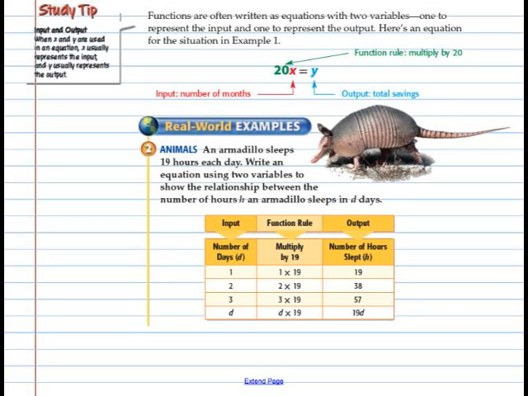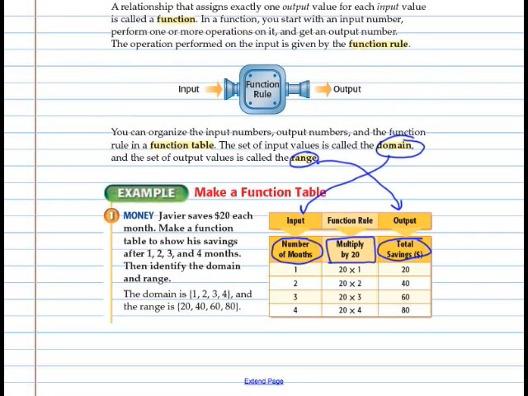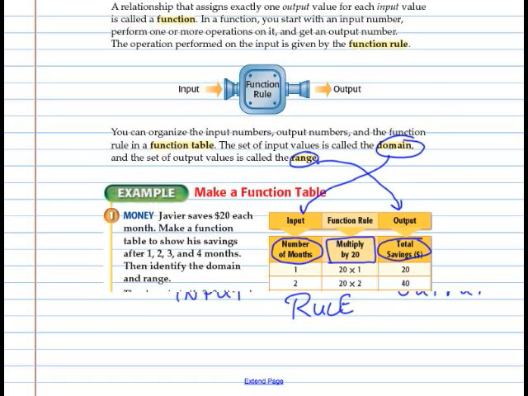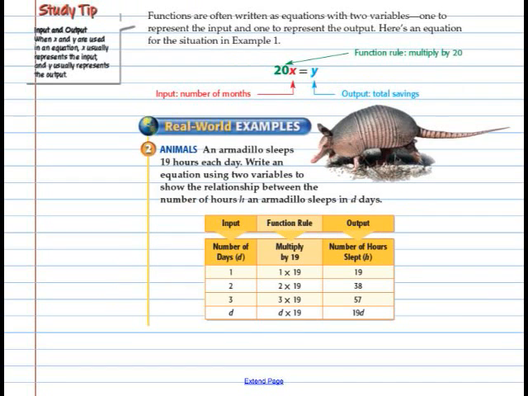Functions are often written as equations with 2 variables, one to represent the input and one to represent the output. Here's an equation for the sample in example 1. That's back here where we were dealing with the $20 a month that Javier was saving. $20 represents the amount saved each month, X represents the number of months, and Y represents the total savings.